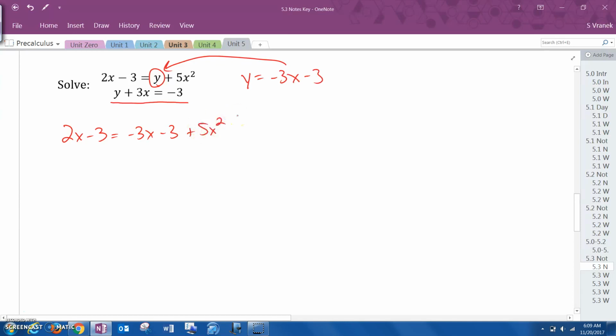I'm going to move everything to one side. I'm going to move everything to the left here. I'm sorry, that's the right. I don't know my lefts and rights this morning. It's early. It's 6:09 right now in the morning.